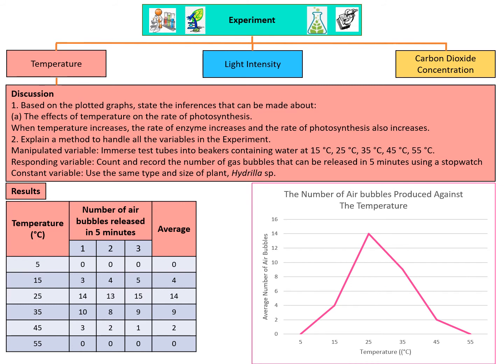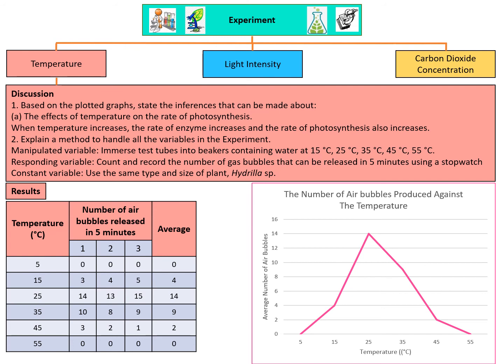Discussion question for temperature. Based on the plotted graph, state the inferences that can be made about the effect of temperature on the rate of photosynthesis. The answer is, when temperature increases, the rate of enzyme activity increases and the rate of photosynthesis also increases. Number 2, explain a method to handle all the variables in the experiment.